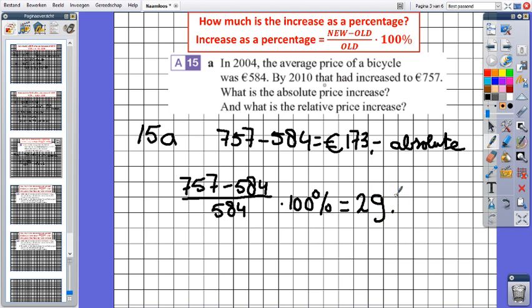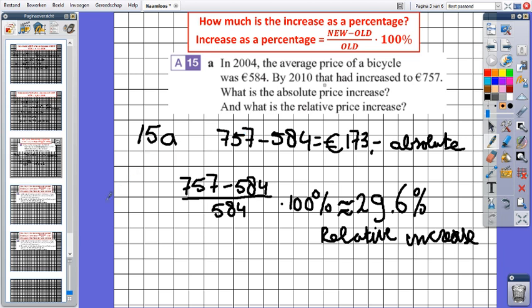And we have all discussed that if we're talking about percentages, we're always going to round it off to one decimal point, so we're going to use 29.6% to be more accurate. Use this notation, and that is as a percentage, so this is the relative increase, right?